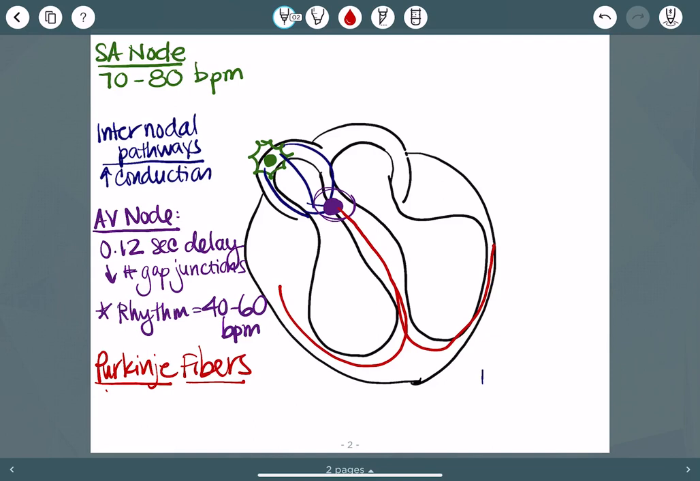They have increased numbers of gap junctions at their intercalated discs. So the action potential spreads extremely rapidly because there's a whole bunch of holes in the wall that allow the ionic differences to spread from cell to cell extremely rapidly. So Purkinje fibers have the advantage of spreading that action potential incredibly quickly through the ventricle.